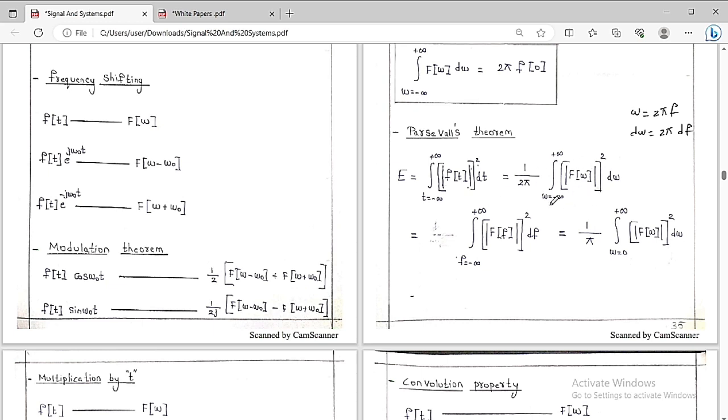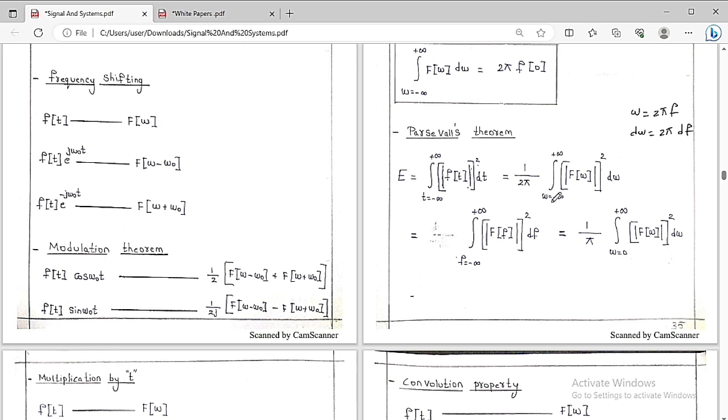Basically, this expression you can also write like this, which is 1 by 2 pi into 2 times the integration from omega is equal to 0 to plus infinity of mod of f of omega whole square d omega. So 2 cancels, and we are going to get finally 1 by pi. So this is what I am trying to tell you. These are the different ways of expressing the energy.